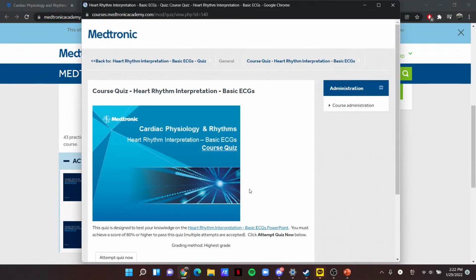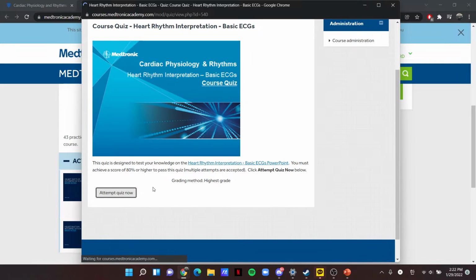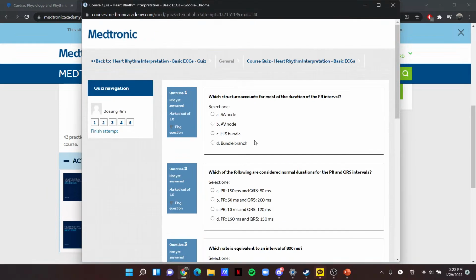Five questions. It says, which structure accounts for most of the duration of the PR interval? It's either the SA node or the AV node. Which of the following are considered a normal duration for the PR and QRS? 120 to 200.